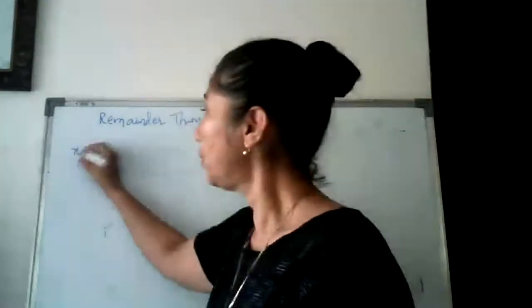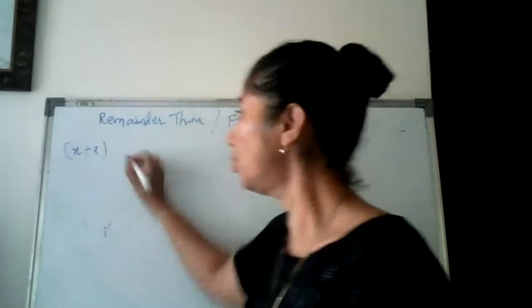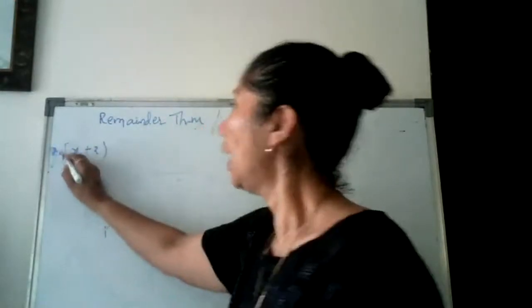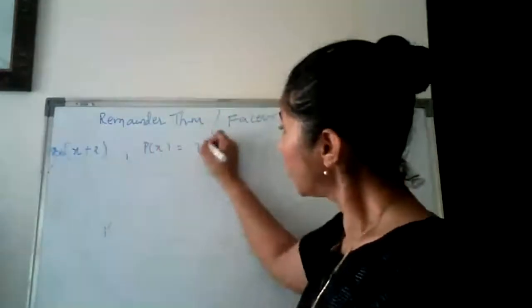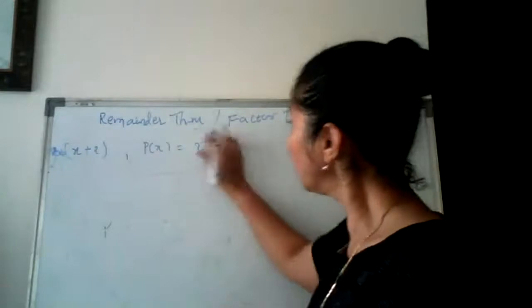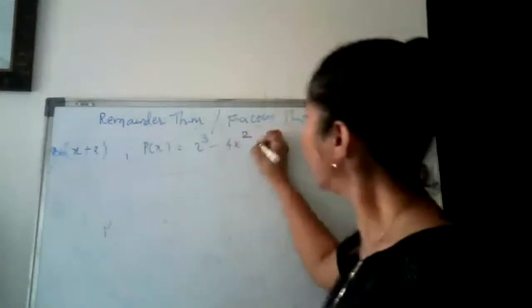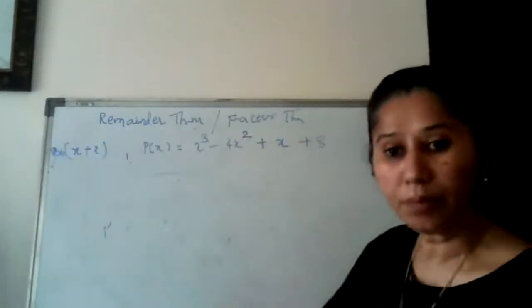Suppose this is x minus 2, let me take something a little different, x plus 2, is a divisor and a polynomial is x square minus 4x cube 4x square plus x plus 8. Okay, this is the polynomial I took.